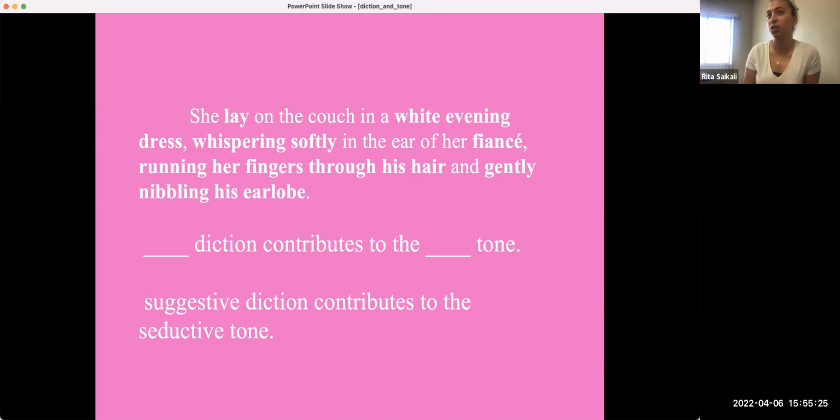Happy, sad, destroyed. Crying, sorrowful, flirtatious. Huh? What did you say? Content. So we can say suggestive diction contributes to the seductive tone, right? Because as she is being flirtatious, flirtatious diction contributes to a seductive tone.